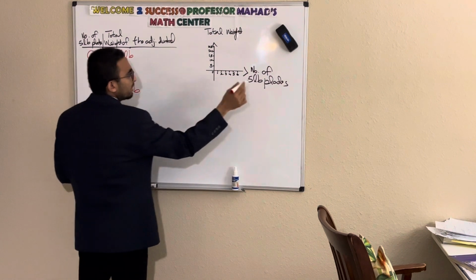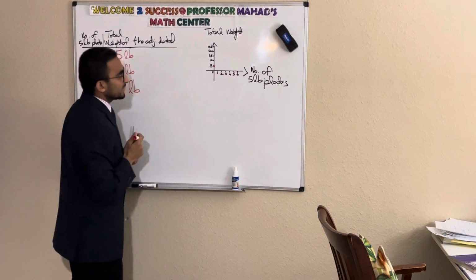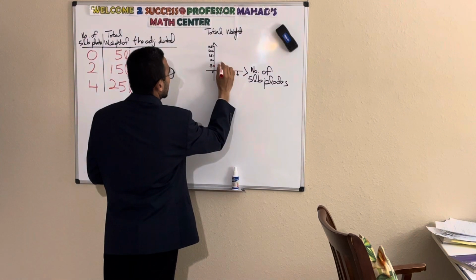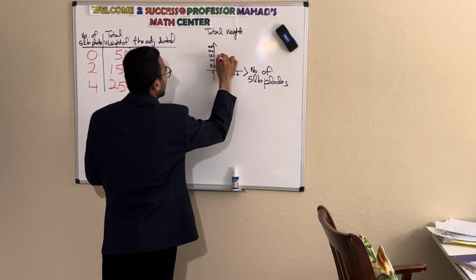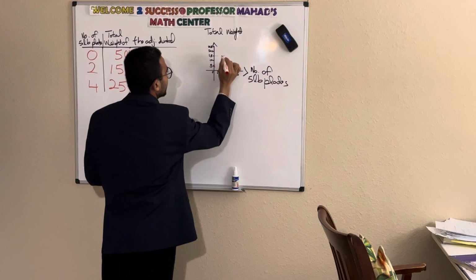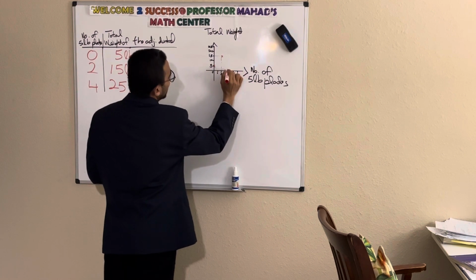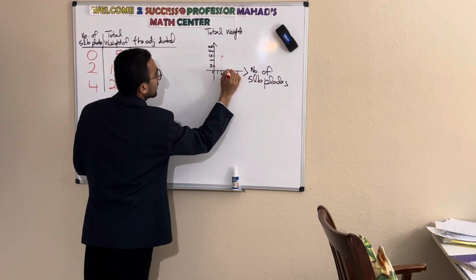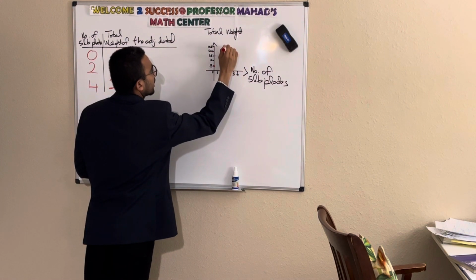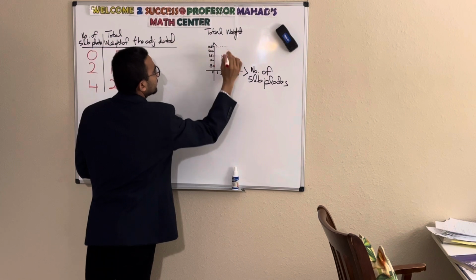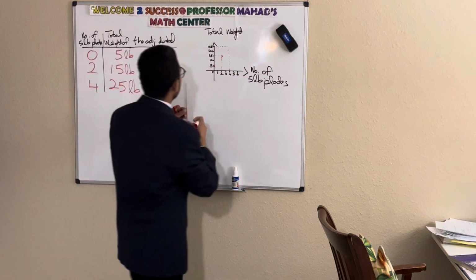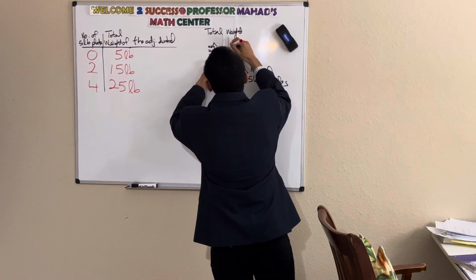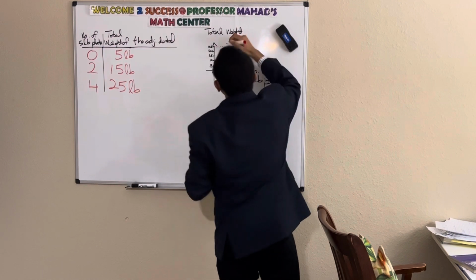So at 0 plates, we have 5 pounds total weight. 2 plates, we have 15 pounds. 3 plates will be 20, and then 4 plates would be, how much was 4 plates? 25 pounds. Let me use the scale. So it's somewhere here.